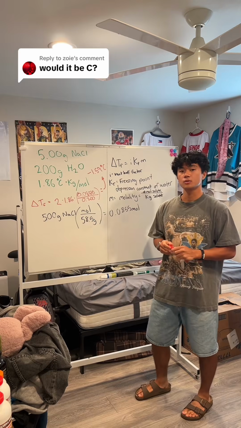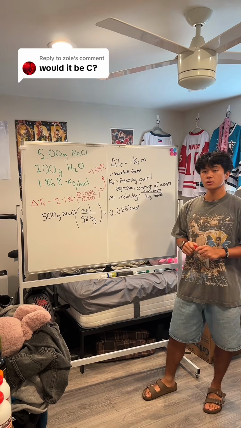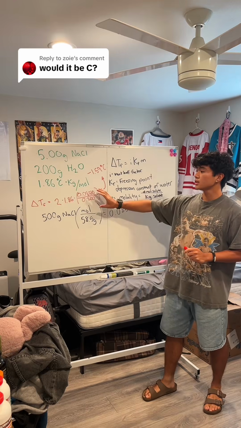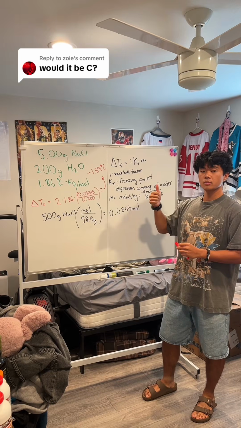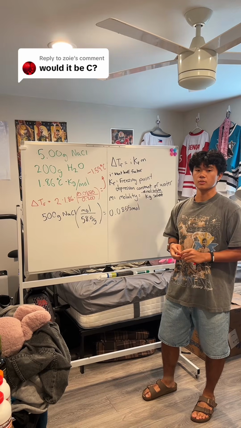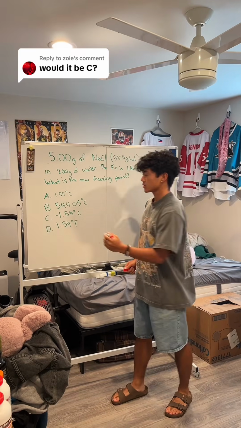This is not to be confused with the increase in boiling point temperature, which is kind of a similar idea. However, if you add solute to water, it's actually going to raise the boiling point temperature and also decrease the freezing point temperature. Meaning our correct answer choice is actually going to be C.